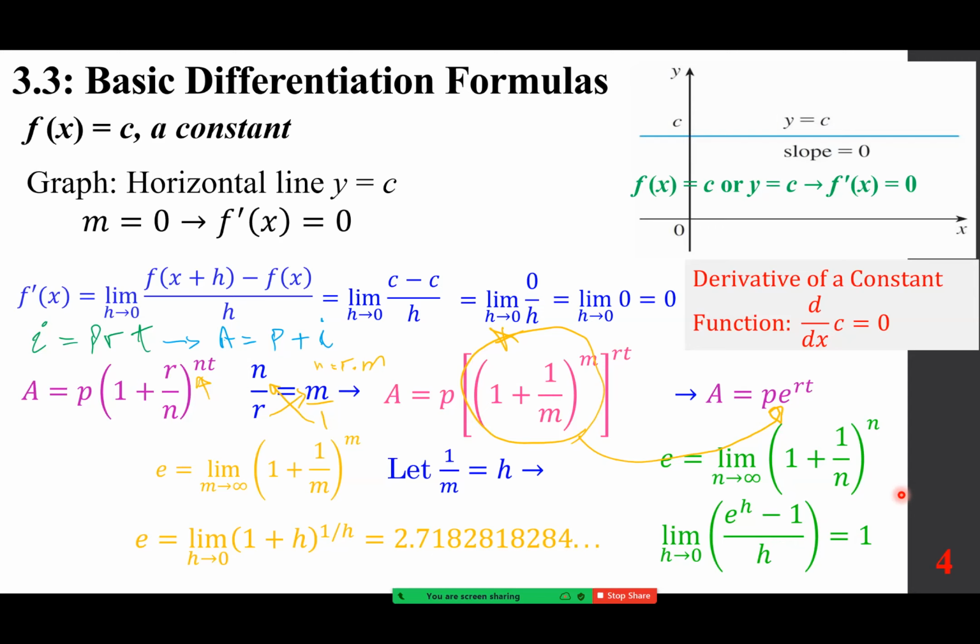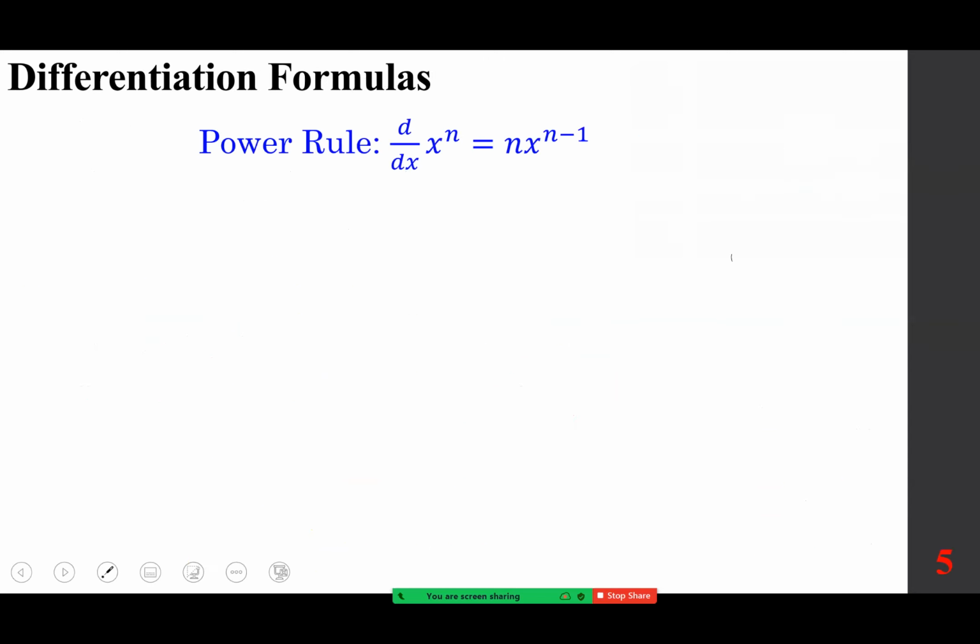For now, the power rule says the derivative of x to the power of n: we bring the n down, we make it a coefficient, and the exponent goes down by 1, subtracted by 1.